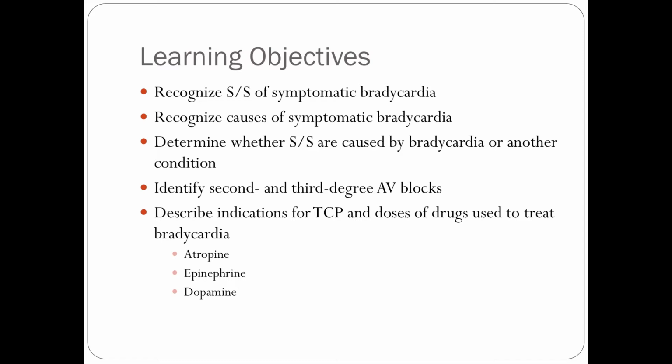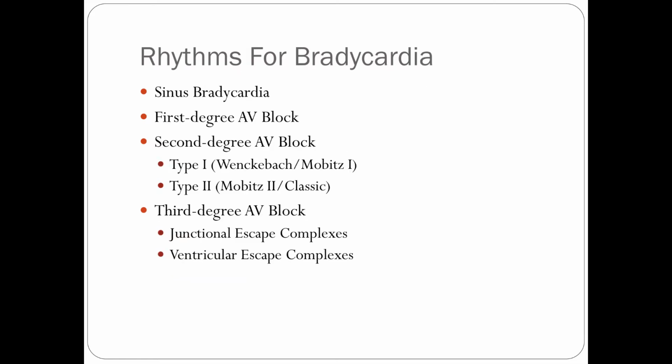So identify second and third degree AV blocks. Describe the indications for transcutaneous pacing. And look at the doses that we use during bradycardia, so with atropine, epi, and maybe dopamine if we get to that point. Consider sedation for transcutaneous pacing if we have enough pressure.